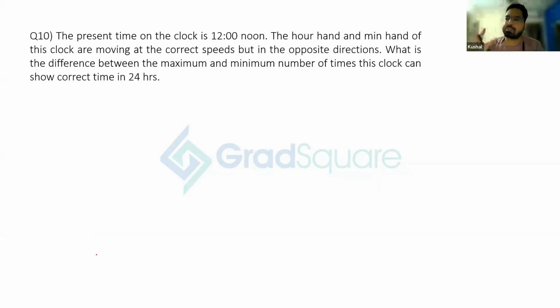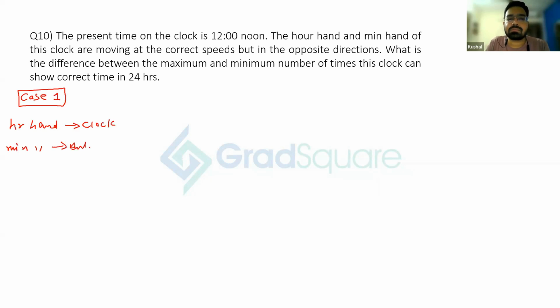Okay, I want all of you to pay attention to this. Let me do this on the screen and do it along with me. I'll keep asking you questions, try and answer those questions. You will be able to get down to the answers. Now, please pay attention. I'm taking case one. In case one, the hour hand is moving in the clockwise direction and the minute hand is moving in the anti-clockwise direction.